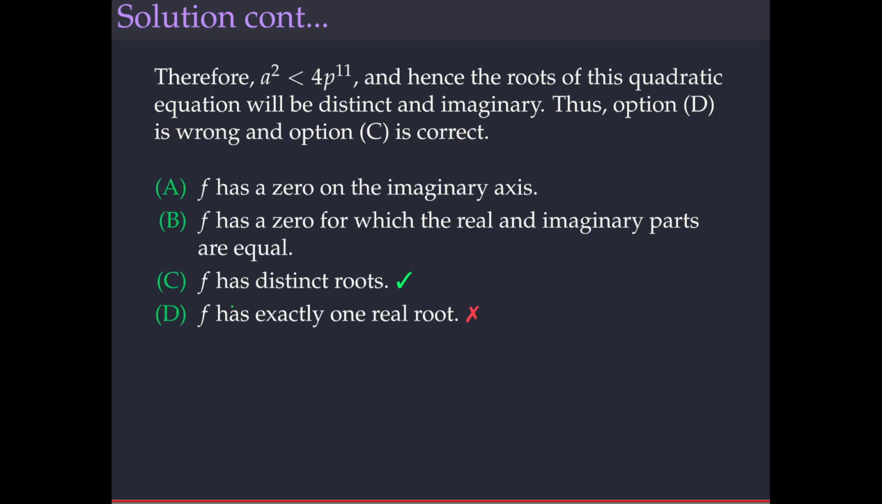So the option C was: f has distinct roots. This is correct. And f has exactly one real root. This is false. Now we are left with two options: f has a 0 on the imaginary axis, and f has a 0 for which the real and imaginary parts are equal. Let's analyze each option.